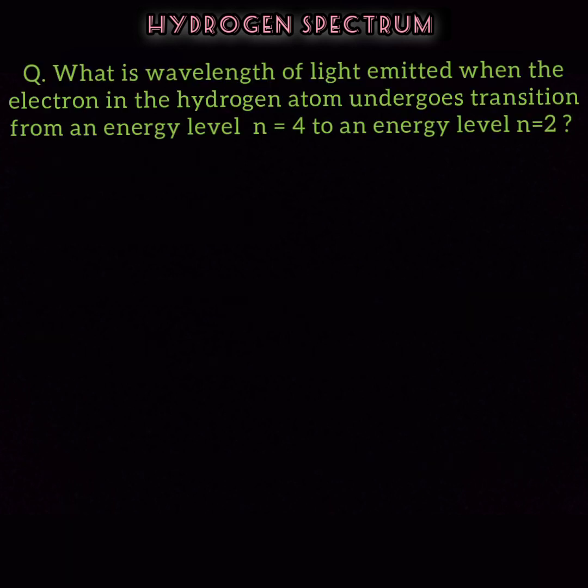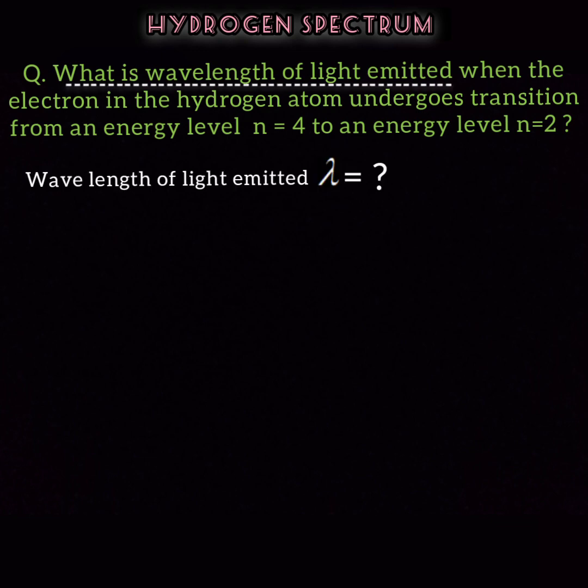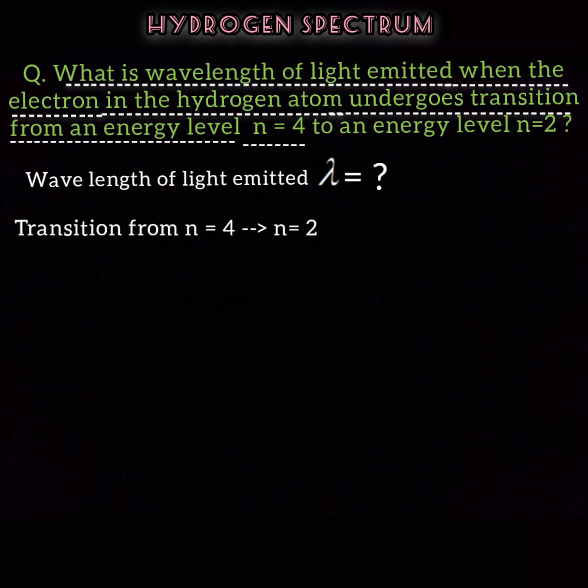Let's solve this question. The question is: what is the wavelength of light emitted when the electron in the hydrogen atom undergoes a transition from an energy level n equal to 4 to an energy level n equal to 2? We have to find lambda, the wavelength of light emitted.